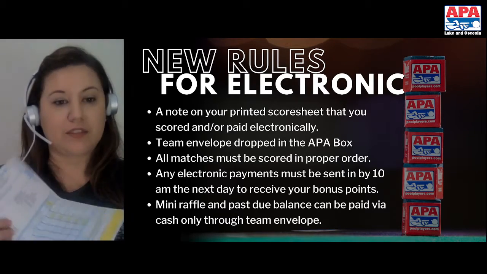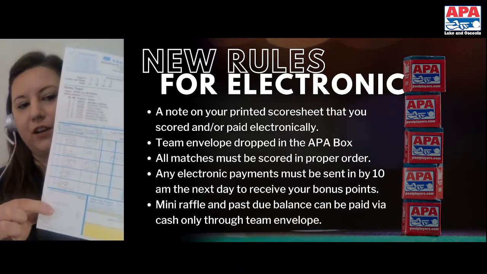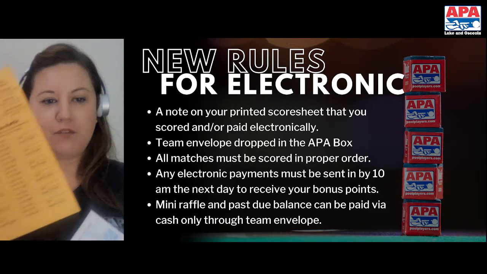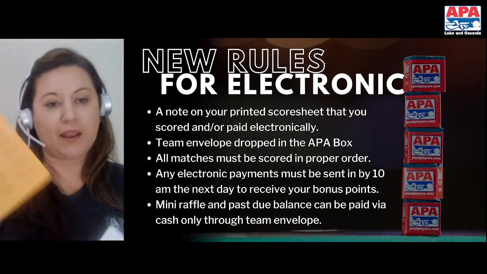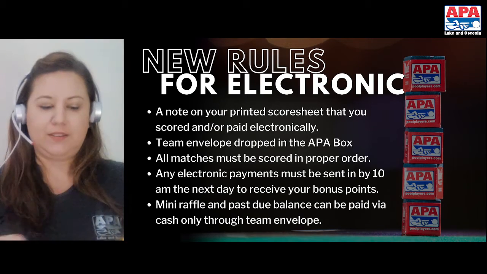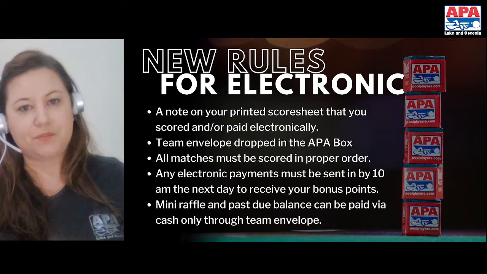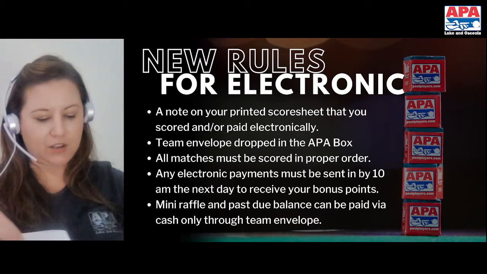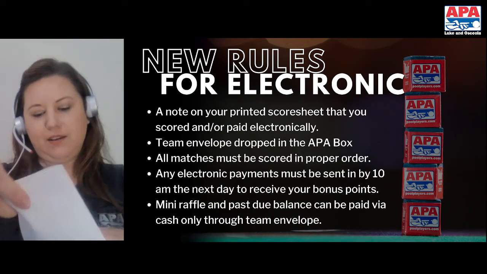Obviously, there's a lot of other things that come in handy, like you can track your money with your team envelopes, you can do your patch requests, and if you're paying with cash, you can still do that. So a lot of the things are still the same, so you can score electronically, and then you can do everything else the way that you're used to doing it.